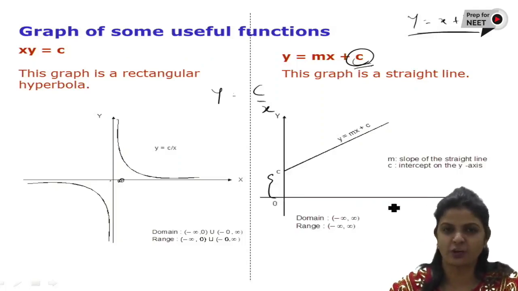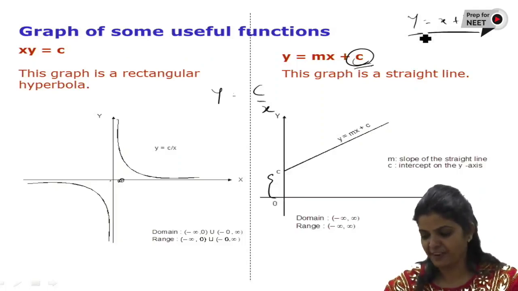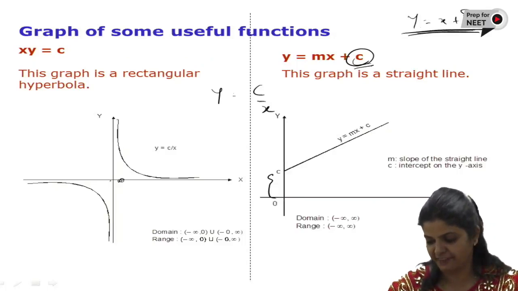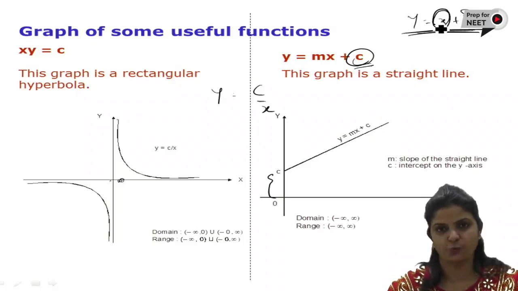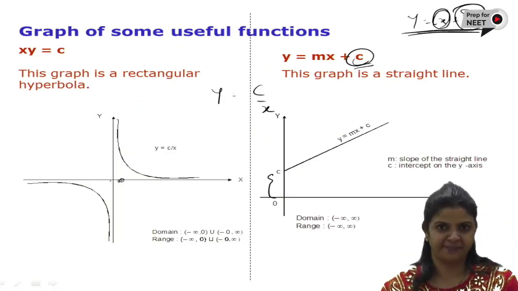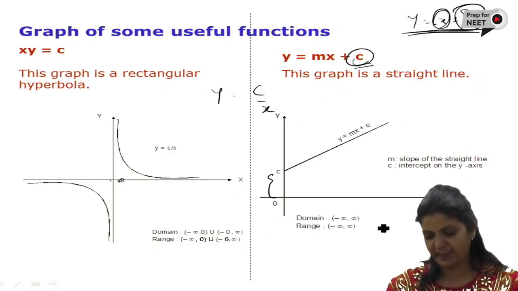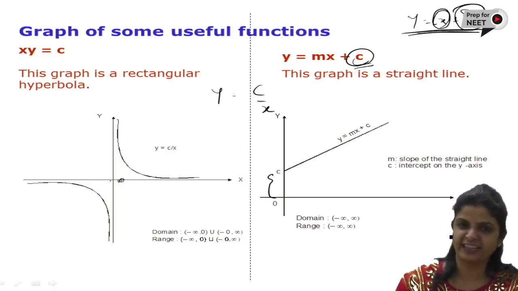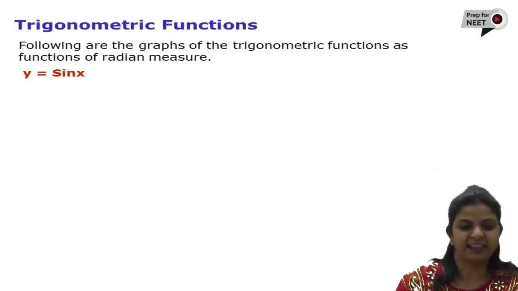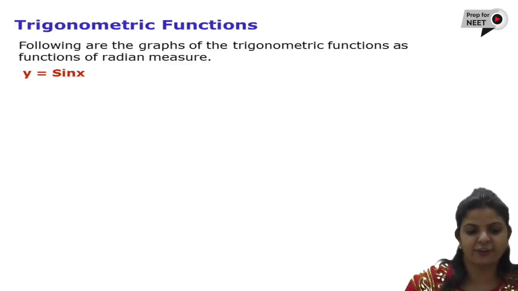So whatever the value of c, you will have the intercept over here, okay? And m is called the slope of the line, right? So if I check with this equation, y is equal to x plus 5, the slope of this line is 1 and the intercept on the y-axis must be equal to 5, right? If I check the domain, it changes from minus infinity to infinity, and the range changes from minus infinity to plus infinity.